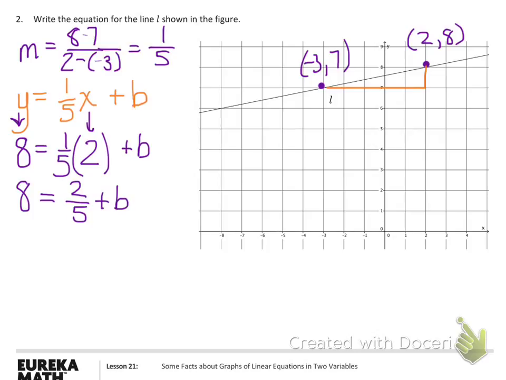I'm going to subtract 2/5 from both sides. So let's write 8 as fifths. So this would be 40/5 minus 2/5 is equal to b. Okay, so 40 minus 2 is 38. So this is 38/5 is equal to b.